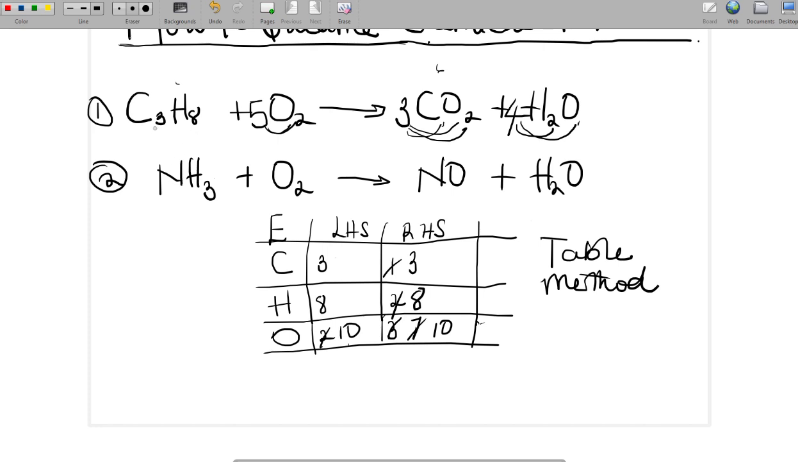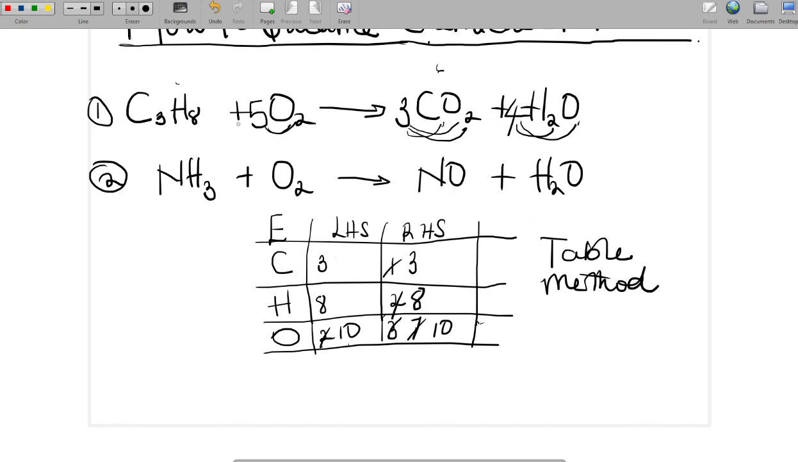For the carbon, we have 3 carbon atoms on the left. We have 3 on the right. Okay, this number in front indicates the number of atoms of carbon. And for the hydrogen, we have 8 hydrogen atoms on the left. However, on the right, we have 4 times 2, that's an 8, right?